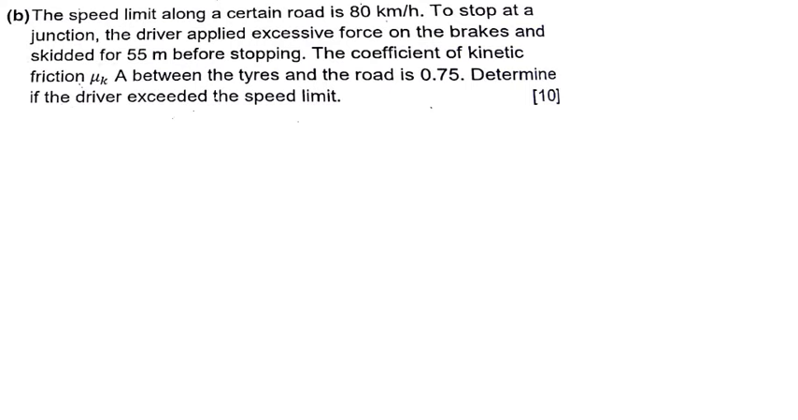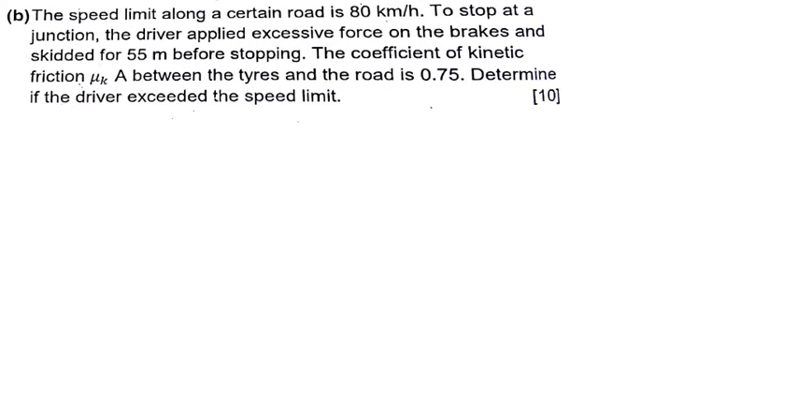Okay, that's perfect. So 80 kilometers per hour is our speed limit. The question is to determine if the driver exceeded the speed limit. If the answer is going to be greater than 80 kilometers per hour, then the driver exceeded the limit. If the answer is going to be less than 80 kilometers per hour, then the driver did not exceed the limit. But anyway, let's see. For this accident to happen, maybe he exceeded the limit, we don't know, but let's see.